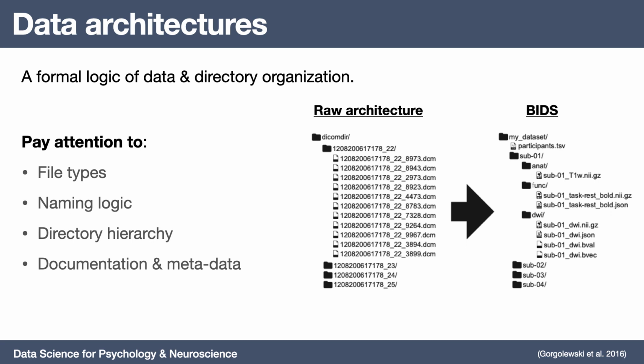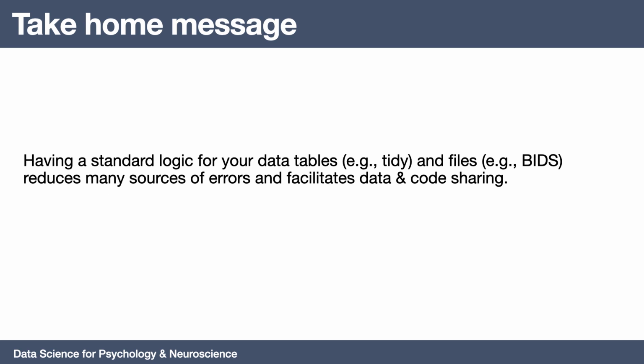So I hope that this lecture has made clear that having standardization, having ways of cleaning and organizing your data tables, as well as your data files and directory structures themselves, is incredibly useful for a host of reasons. For sharing data, for organizing your data. So the take-home message should be that having a standard logic for your data tables and files reduces the many sources of errors that happen in research and facilitates data and code sharing. It goes towards that value of openness, which we talked about in the value of openness lecture.